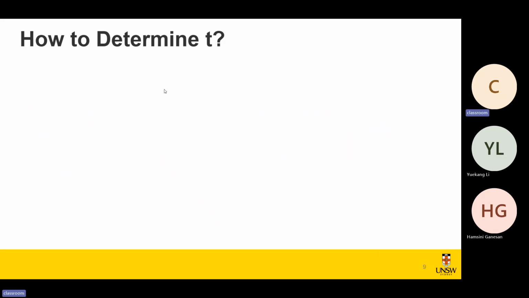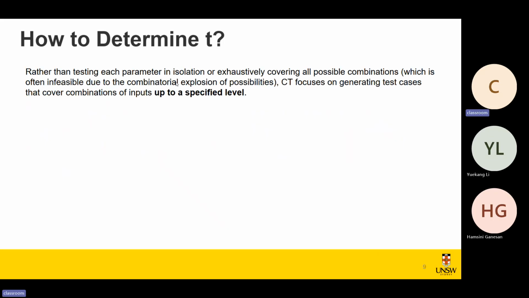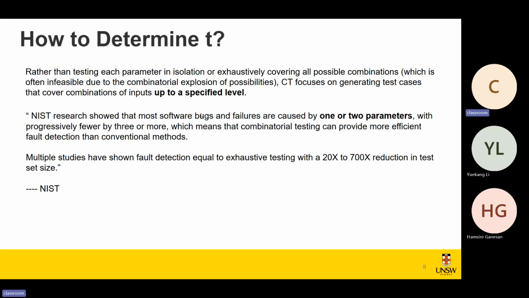So it becomes important for us to determine the value of t, because if we have a larger value of t, the combination explosion problem becomes more severe. This is why we need to determine a suitable value of t, and we want to set an upper bound on the value of t, so we don't need to test too many test cases. So this is the purpose here.